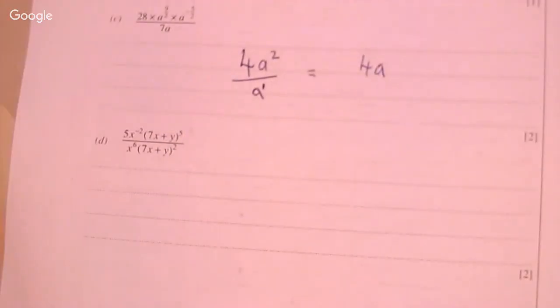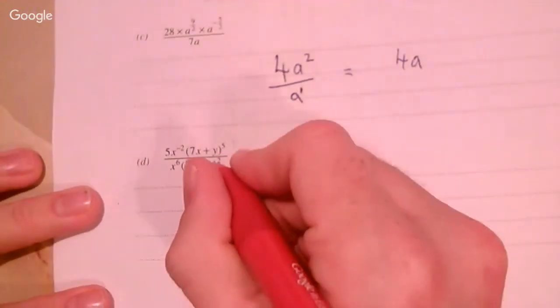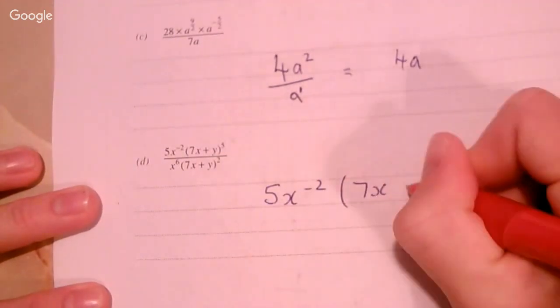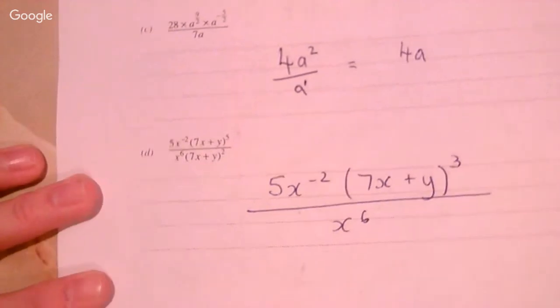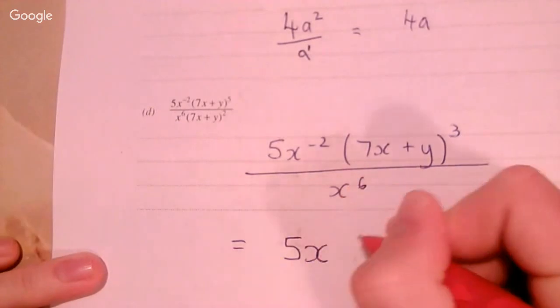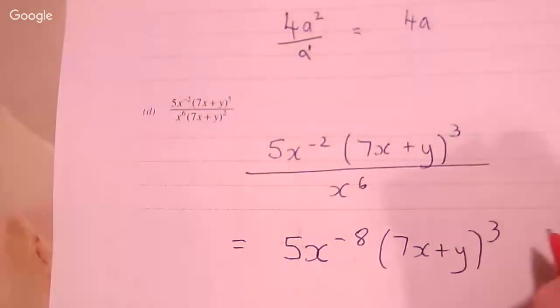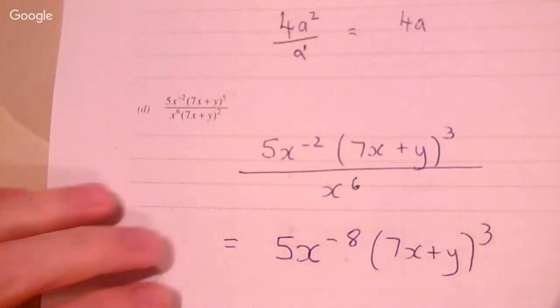And then for part D here, can you see how this bracket is the same on both? So I can basically cancel out. I can take away the 2 from there. So I'm going to get 5x to the minus 2, and then 7x plus y to the power of 3. But I'm still over 6x there. So I can subtract the x powers here. So that's going to remain as 5x to the minus 8, and then 7x plus y to the power of 3. If I wanted to, I could have then written that on the bottom there. Okay, but I just leave it as that. It's more faffing around than anything else to then take that down. Okay.